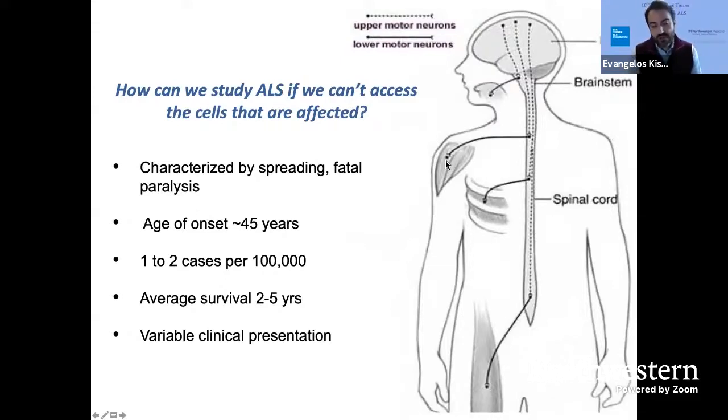And while there's been tremendous progress, particularly in understanding some of the genetic causes of the disease, as well as the cellular mechanisms that drive the dysfunction and the degeneration of these motor neurons, effective treatments have been lacking. And we and others have suggested that the technical inability to access and study these human motor neurons from patients has really hampered the goal of developing therapeutics.